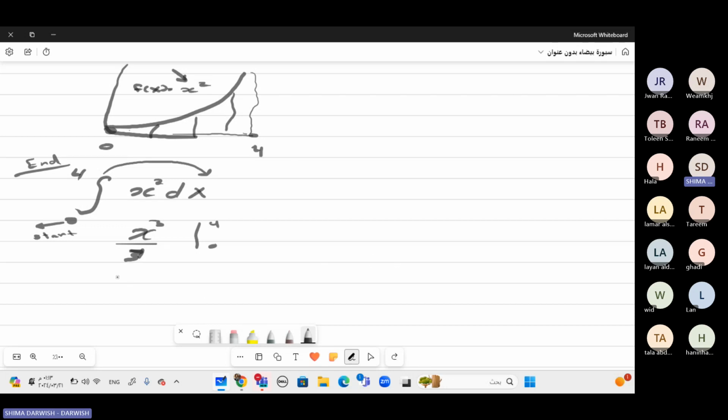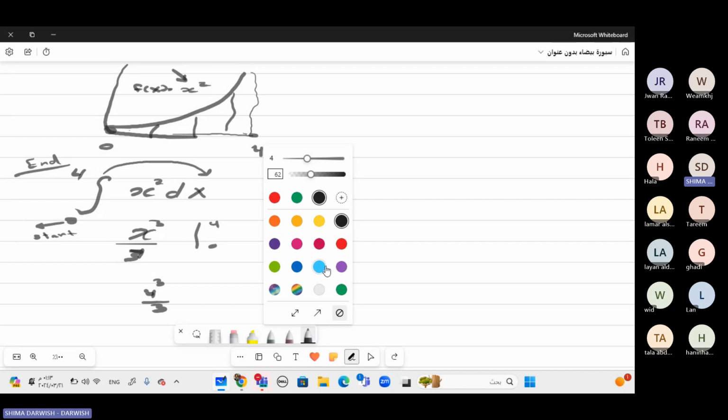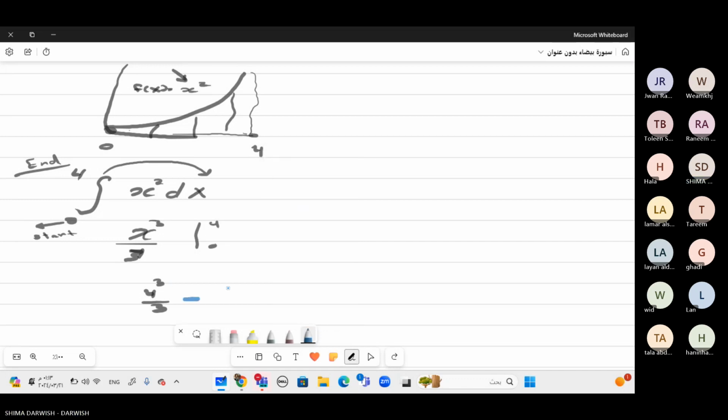Make substitution, so 4 to the power of 3 divided by 3 minus, here it won't matter, because if the lower limit is zero I don't even need to write this part, but I will write it: 0 to the power of 3 divided by 3. Zero divided by any number will be 0, so this part cancels, so 64 divided by 3. Okay, this is the area under the curve.